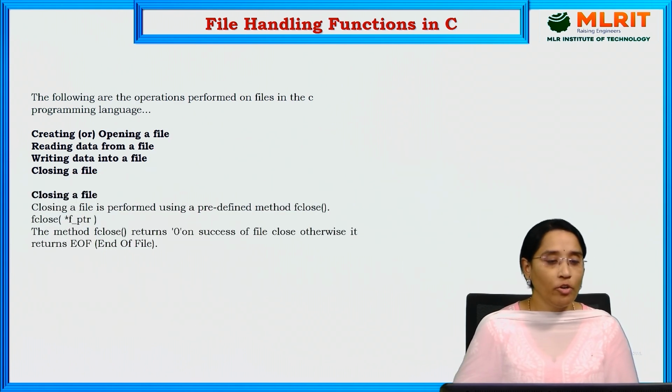Next, the following operations are performed on a file in C: creating or opening a file, reading data from a file, writing the data into a file and closing a file. Closing a file is performed by using a predefined function fclose.